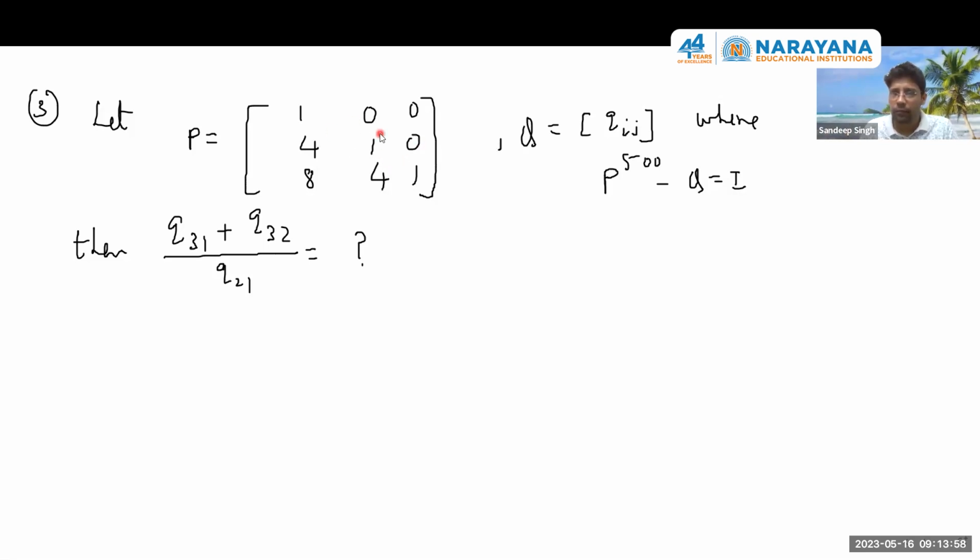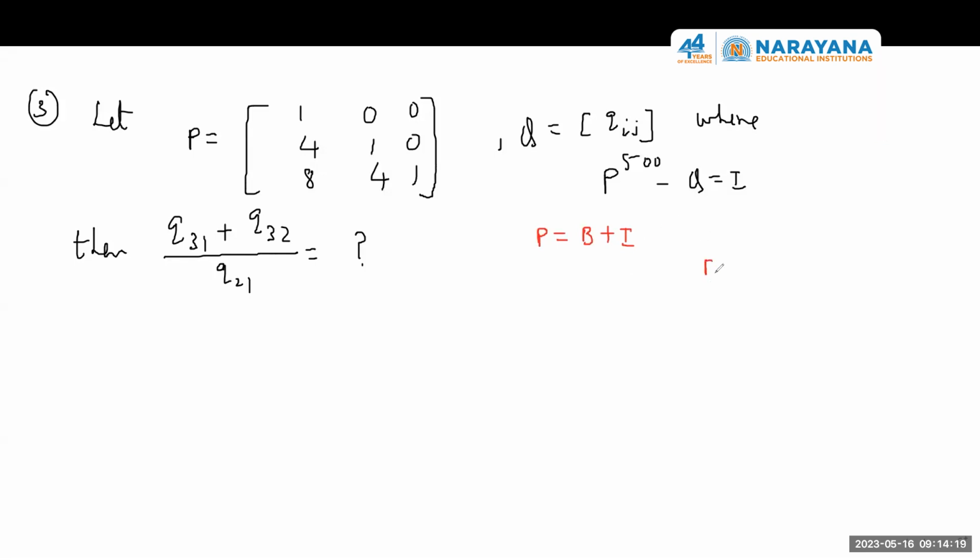It is close to I, na? By 1, 0, 0, this diagonal is same. Okay, only these three elements differ, na? 4, 8, 4. Yes, sir. This you must have done. So let me name P as some B plus I. Can I do that? Yes.